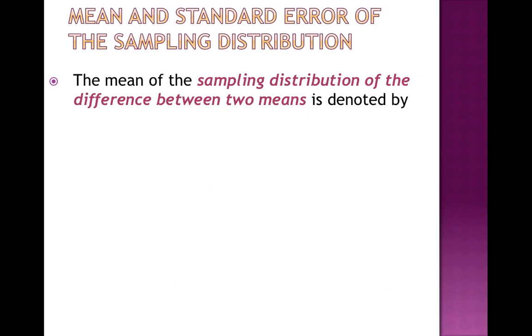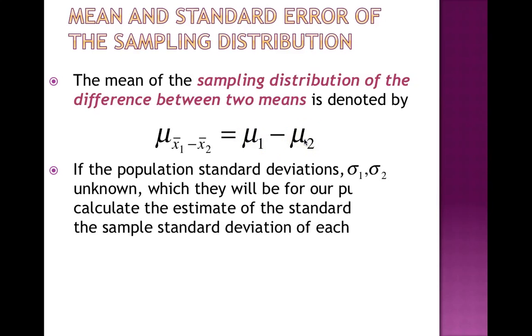The mean of the sampling distribution of the difference between two means: in the past we've used mu sub x bar or mu sub p hat to denote the mean of the sampling distribution. This is mu sub x bar 1 minus x bar 2, and we get its value by taking the population mean from the first population and subtracting the population mean from the second population. If the population standard deviations, sigma 1 and sigma 2, for the two populations are unknown, which they will be for our purposes, since every hypothesis test today has sigma unknown, we will calculate the estimate of the standard error using the sample standard deviation for each sample.